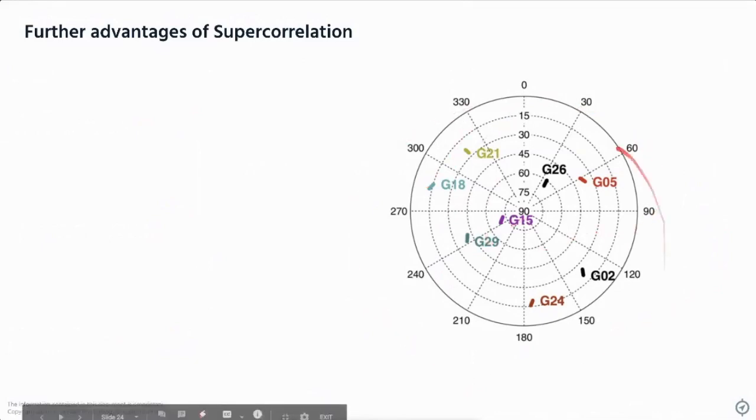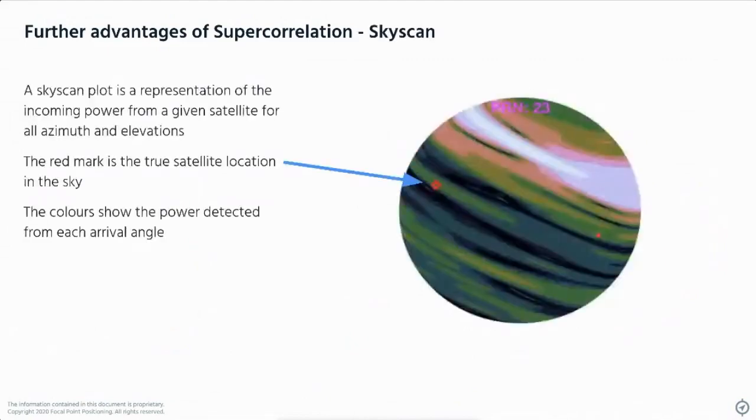So you might be used to seeing pictures like this when you look on your smartphone and it shows you which satellites are in the sky. Now, what we can do with a supercorrelator is scan the entire sky for energy coming from different directions. And so that red dot there represents satellite number 23. And a supercorrelator normally is just telling us information about that part in the sky.